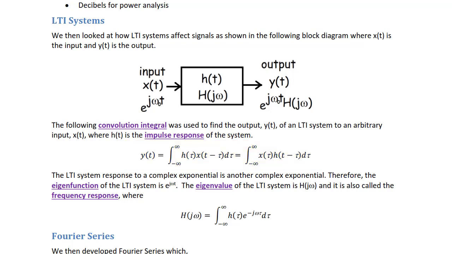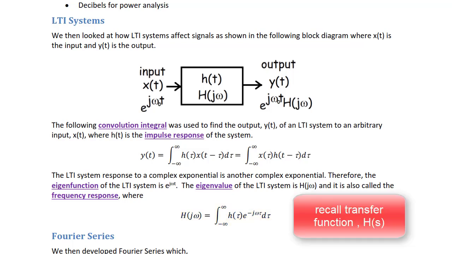For the LTI system given a complex exponential, the output must be another complex exponential scaled by H(jω). So the eigenfunction of the LTI system is e^(jω₀t). The eigenvalue of the LTI system is H(jω), and this is also called the frequency response, where H(jω) is equal to the integral from minus infinity to infinity, h(τ) e^(−jωτ) dτ. And we also saw that you can find the transfer function H(s) and then substitute s equals jω to find the frequency response.